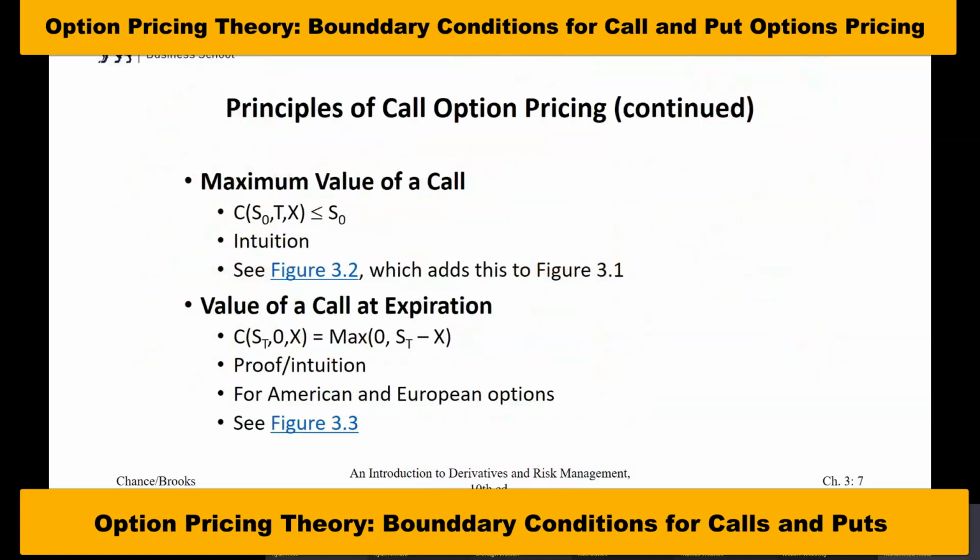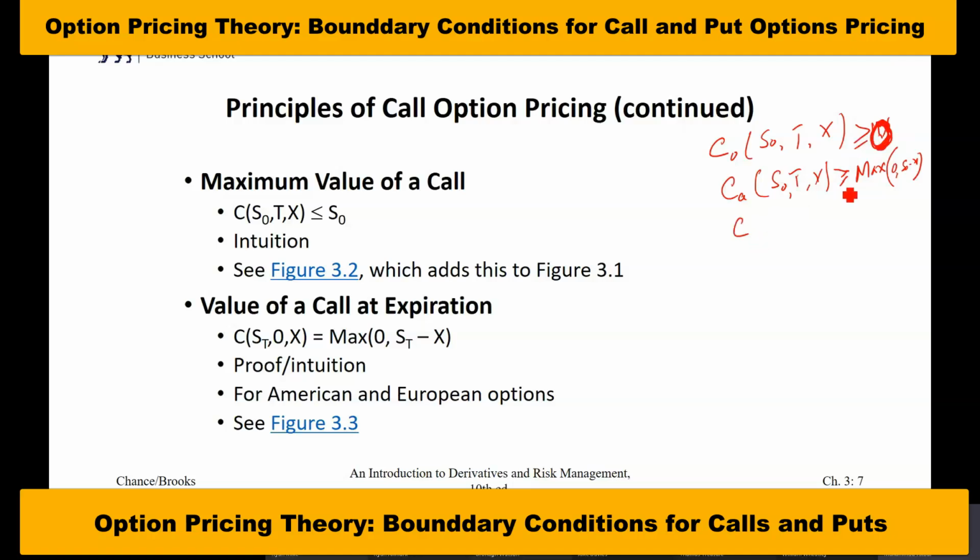Now, we talked about the minimum value of a call, and we said for any call, the price of the call will always be greater than or equal to the intrinsic value. And we said that it is true for the American call, that the American call value will be greater than or equal to the maximum of 0 or S naught minus X. And we said that the price of any call will always be greater than 0.